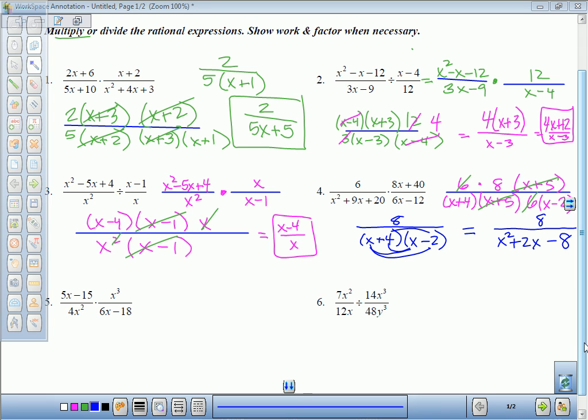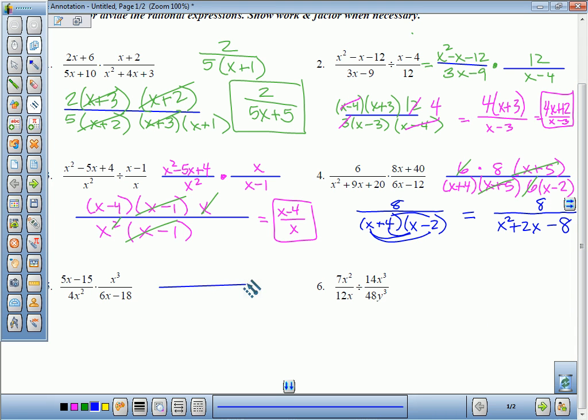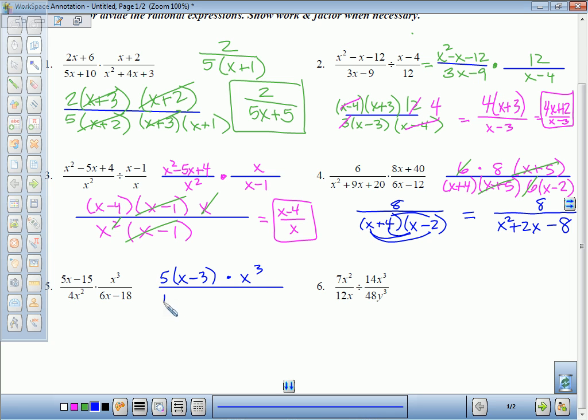All right, any questions about number 4? Okay, number 5 is multiplication. Those are nice. They're one less step. So this is 5 times x minus 3 times x cubed. This is 4x squared. 6 times x minus 3. And then we can start to cancel because now everything is written as a product. This factor cancels completely with that factor. 2 of these x's will cancel with 2 of those and leave 1. So in the numerator, we're left with a 5 and an x. And in the denominator, we're left with a 4 times 6. And there's our answer.